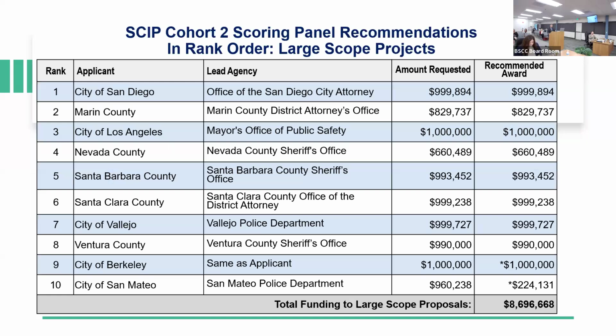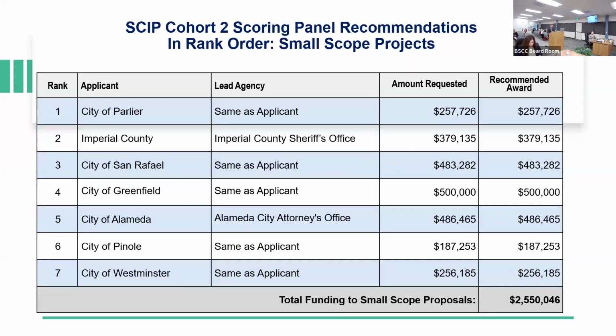BSCC received 36 proposals requesting approximately $25.8 million. After a technical review process, 34 of these proposals met the eligibility criteria and were forwarded to the SCIP scoring panel. The scoring panel recommended funding for 17 applicants consisting of 10 large scope projects and 7 small scope projects, showing here and also here. 6 large scope projects and 7 small scope projects did not meet the minimum scoring threshold of 60% as established by the RFP and are therefore not eligible to receive funding.